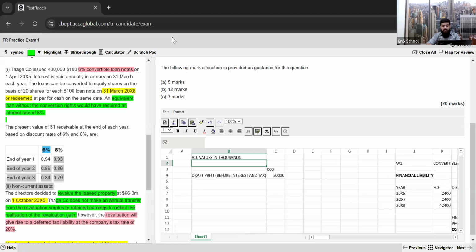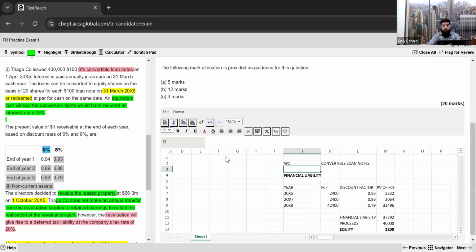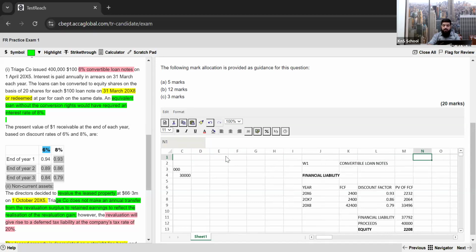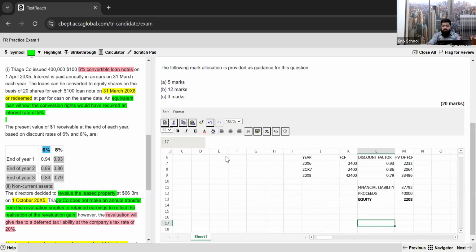It's not that compulsory, but if you write it down, you won't need to write thousands or 000 again and again. If it is feasible, you can just write down the statement at the start of the question that all values are in thousands. So this will keep you on the safe side. Now, this is the equity component.